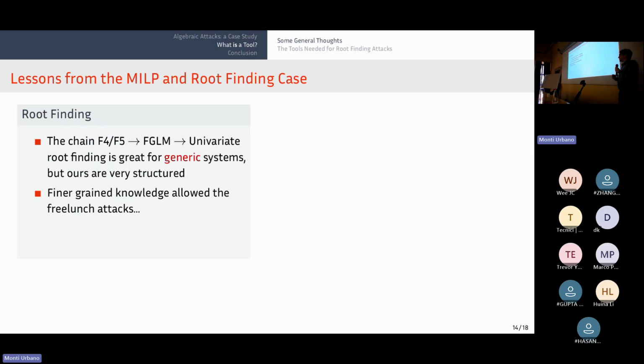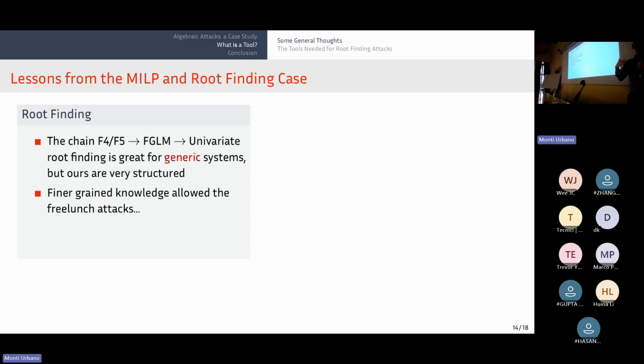Another issue we had was that this chain we used, the F4, FGLM, univariate root finding, was invented by people who know exactly what they are doing, but it was intended to solve generic systems. And one of the mistakes we made was to decide that, okay, our systems are probably generic enough, so this is going to be the best. They are not generic enough. Our systems are super structured. When I showed them to people who work in this field, Magali Bardet, if you know her, she was very skeptical about the relevance of assuming this was the only way to solve our system. She thought there could be a dedicated approach that's going to work better for us, possibly much better than this one. And she was completely right.